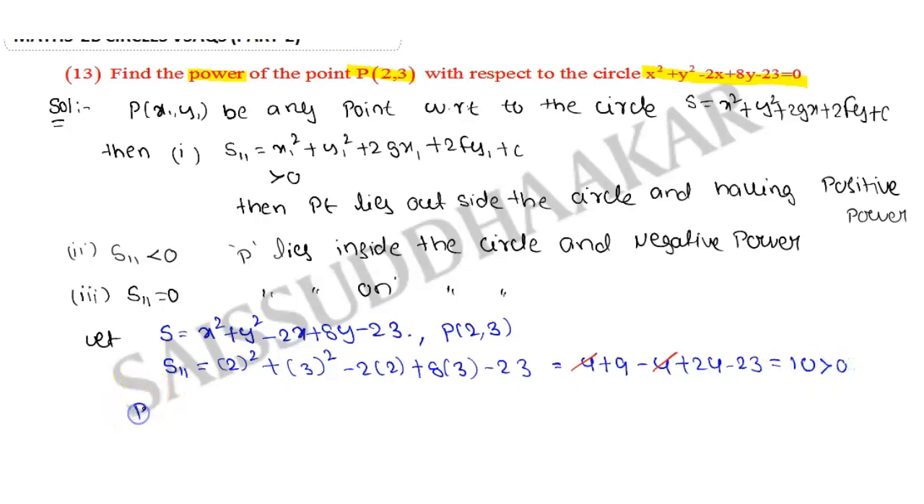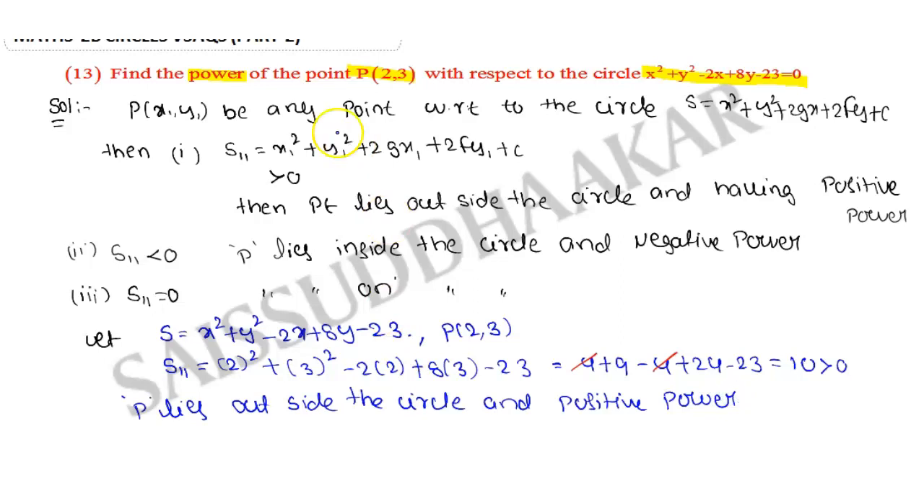We can say P lies outside the circle and has positive power. In the question he is asking only this bit, find the power of the point. So our answer is positive power. Right, now go for the next question.